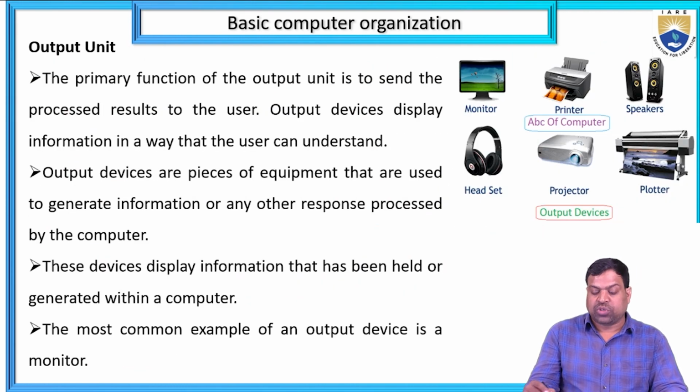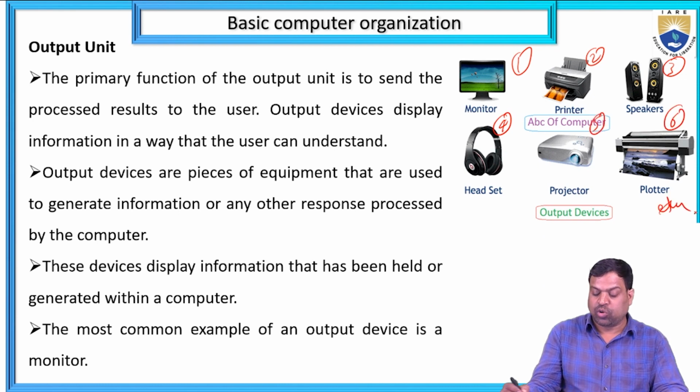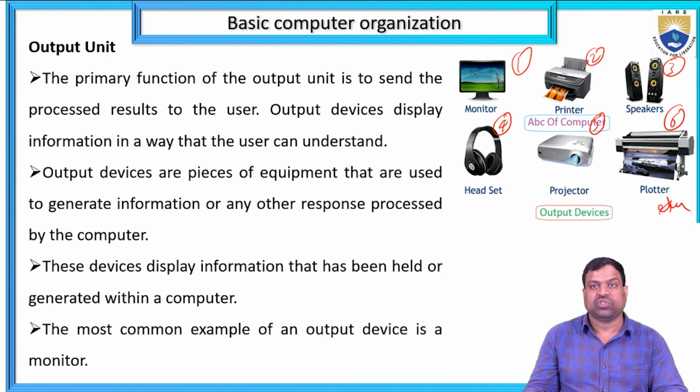And whatever the outputs are there. So monitor is one type of output; printers, speakers, headsets, projectors, plotters, etc. are the output devices. The primary function of the output unit is to send the processed results to the user. Output devices display information in a way that the user can understand.